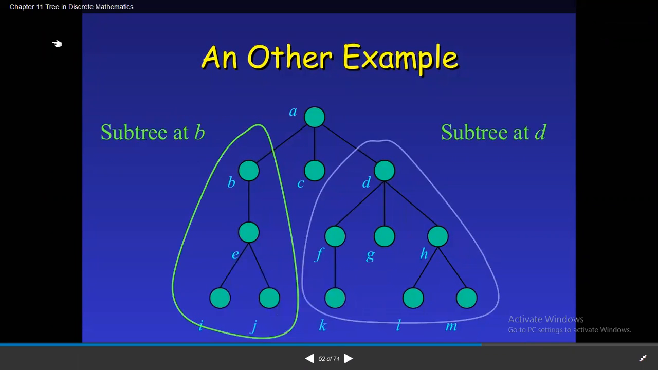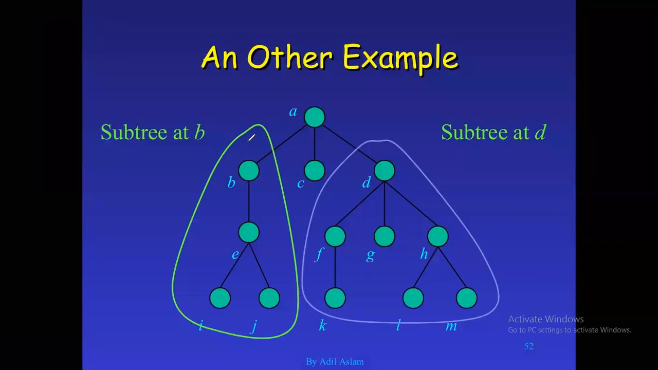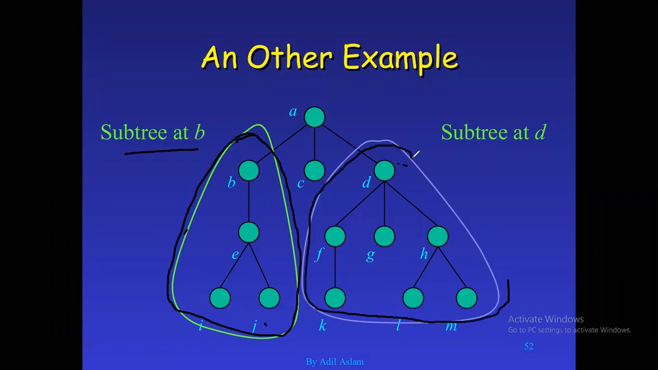Next, subtree. In a tree, if there is another tree inside it, that is called a subtree. For example, the subtree at B: you start from B and take this part of the tree, this is a subtree. Starting with B, this part of the tree is one subtree. In a tree, a part of the tree is nothing but a subtree.